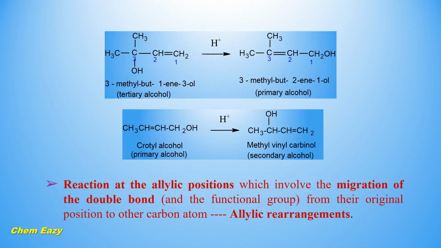In another example, crotyl alcohol, which is a primary alcohol, after allylic rearrangement produces methyl vinyl carbinol as a rearranged product. This product is a secondary alcohol. In both the examples, both the functional group as well as the olefinic bond rearranged and produce a new rearranged product. So we can define allylic rearrangements as the reaction at the allylic positions which involves the migration of the double bond and the functional group from their original position to other carbon atoms.